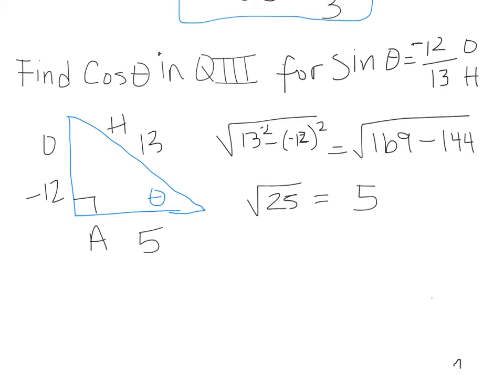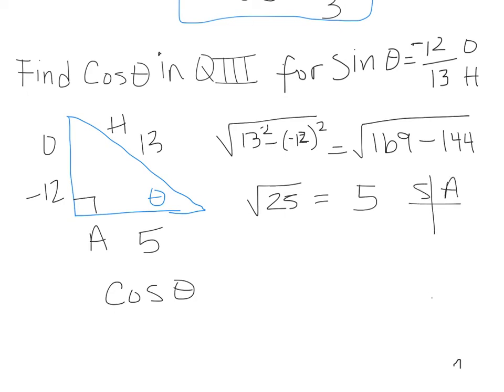Now, what else do we need to know? Well, 5, 12, 13 is a Pythagorean triple. That one was fairly simple. It works out. But let's see, they want the cosine of the angle theta. Let me do my sketch here.